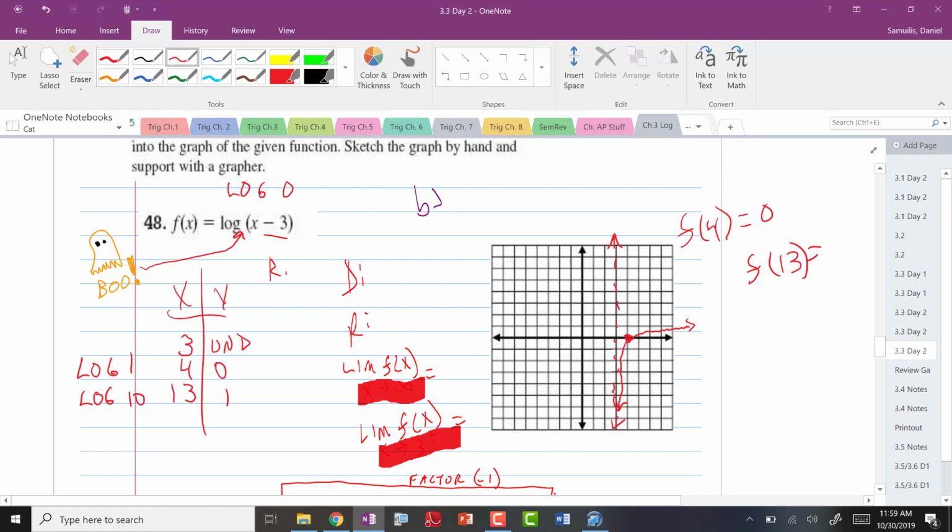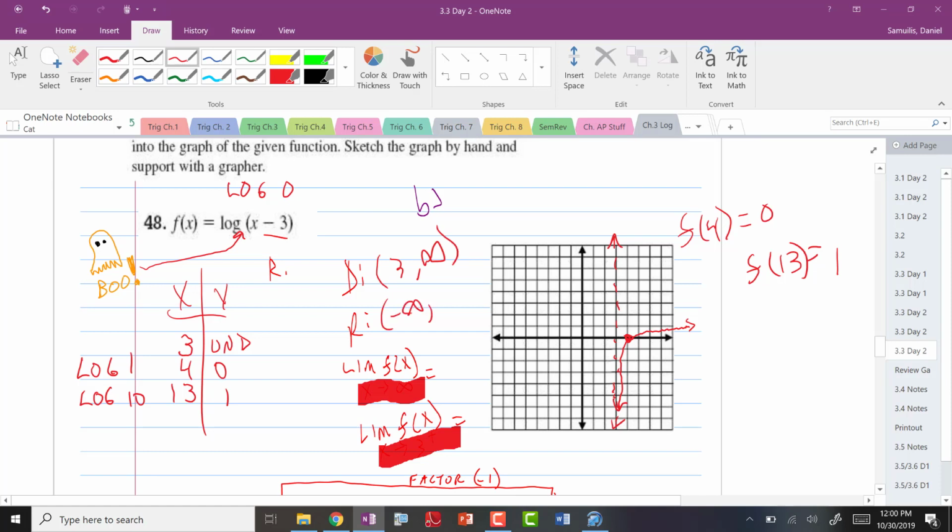Just plug in 13 minus 3, get 10, and log base 10 of 10 is 1. I will ask you these questions just to make you think. Input, say it. And that turns into a coordinate that actually should exist on your graph, although 13 comma 1 is too far away to graph on this. And then the domain has now changed to 3 to infinity.